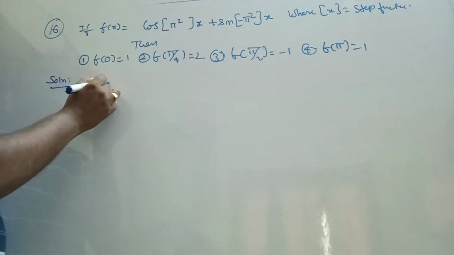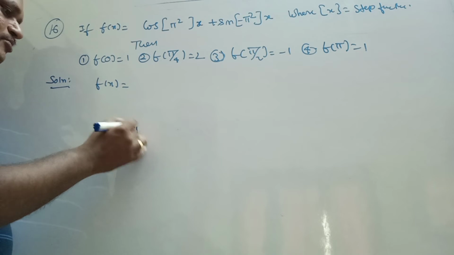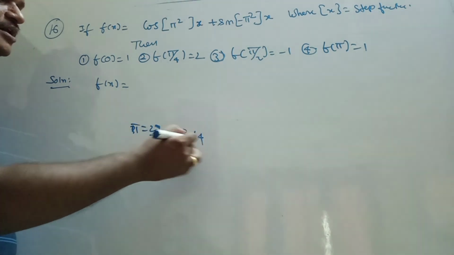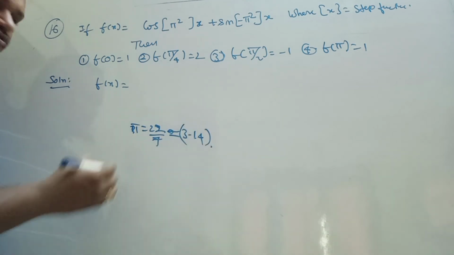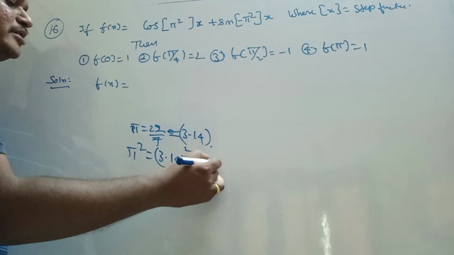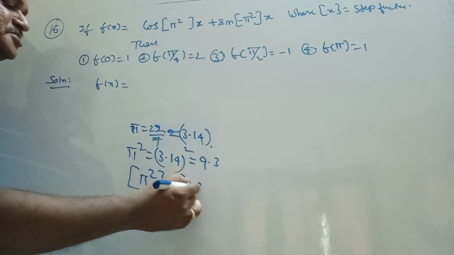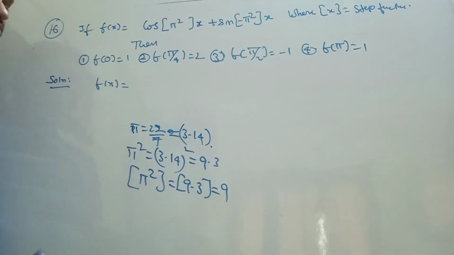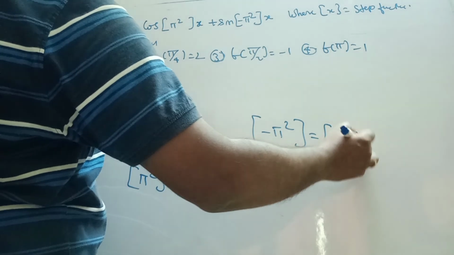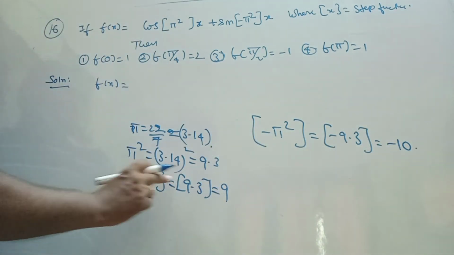We have here f of x is equal to, this is pi square. Pi value is equal to 22 by 7, which means 3.14. Now pi square means 3.14 whole square, something like 9.3. Greatest integer function of 9.3 is nothing but 9. And what is greatest integer function of minus pi square? That is minus 9.3, which is nothing but minus 10. It is an approximate value, simply I am telling this.